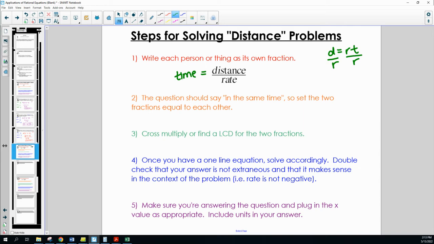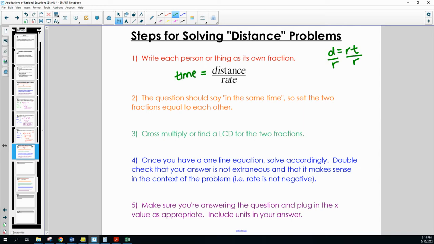And that's what we're going to use for our fractions for these problems. In the question, it should say in the same time. What that means is that the times are going to be equal. Since each fraction is equal to a time, we can set the two fractions equal to each other. Once it's set up as one fraction equals one fraction, we can then go ahead and cross multiply, or we can find an LCD for the two fractions and do what we've done up to this point.